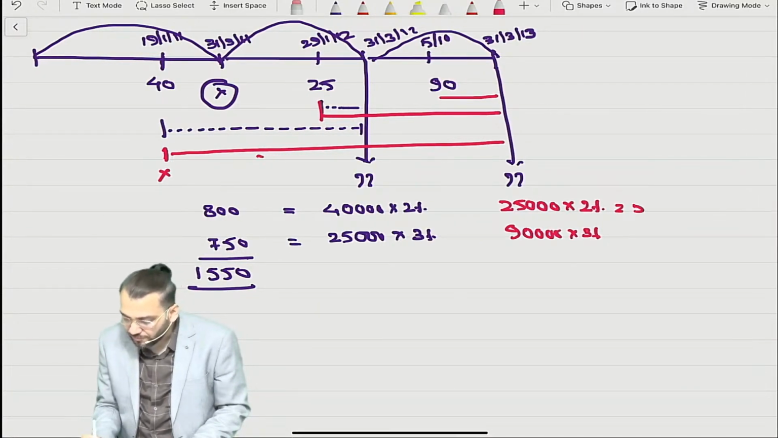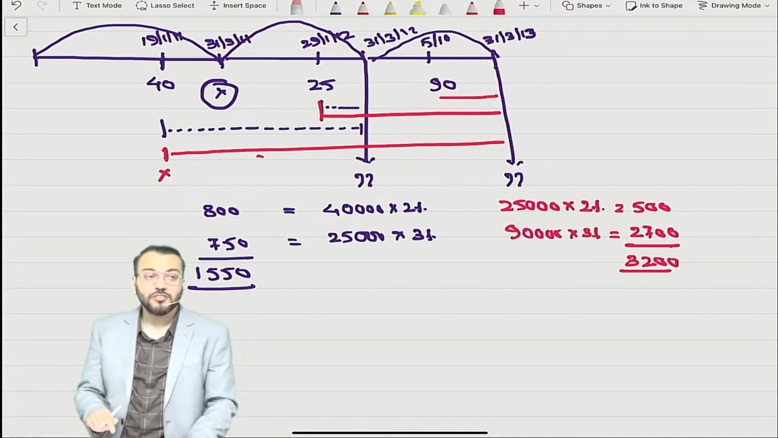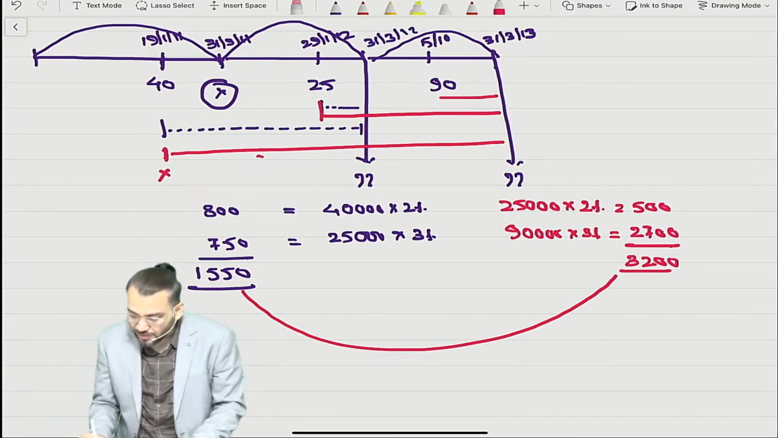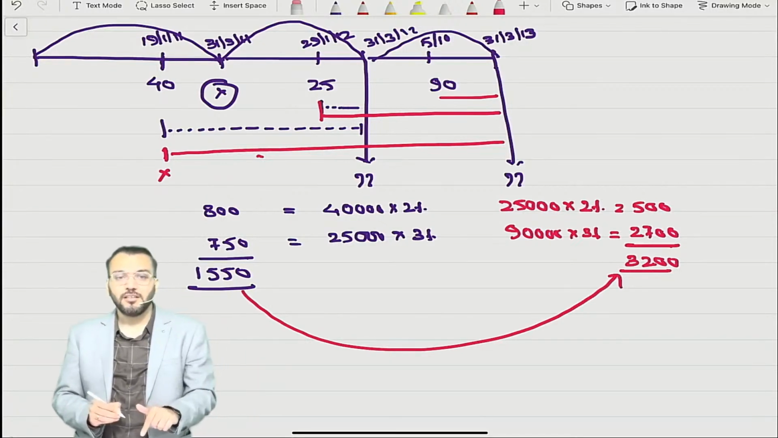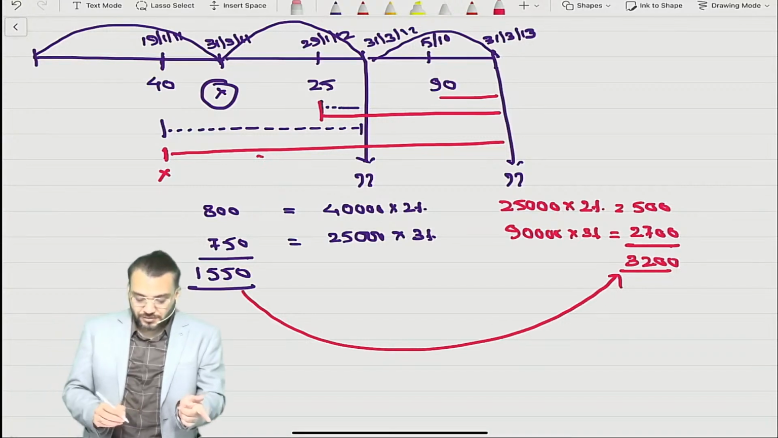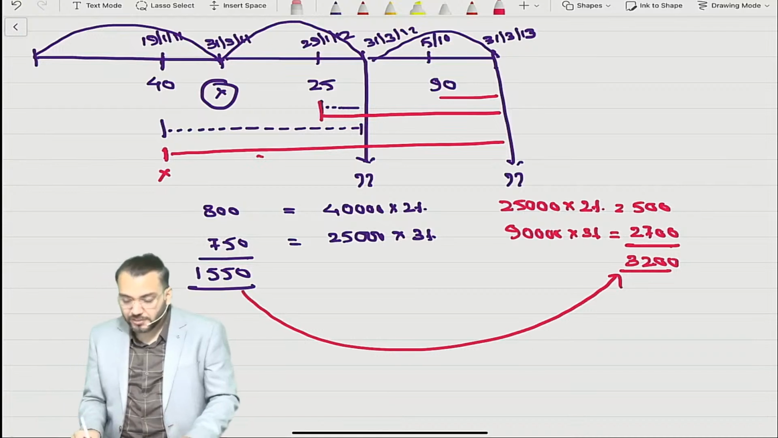Now you say how much? 25,000 at 2% is 500, and 90,000 at 3%, how much? 2,700. Total is how much? 3,200. So this is the provision required for this year. How much provision was created? So this difference will be debited to PL. So last year how much provision had you created? 1,550.